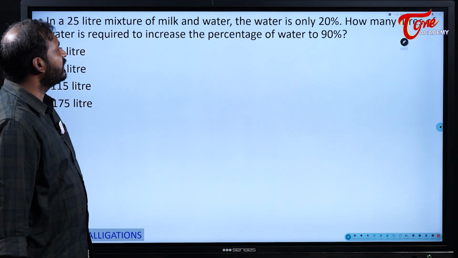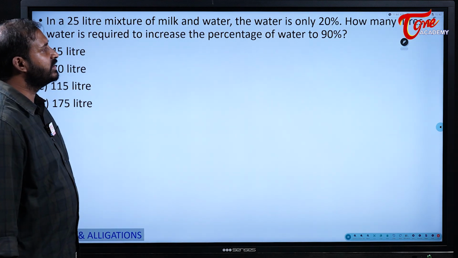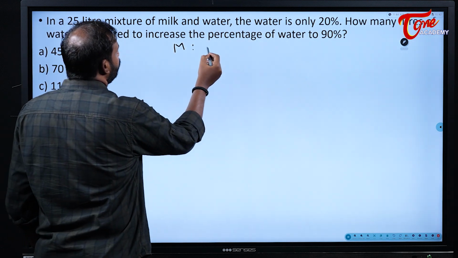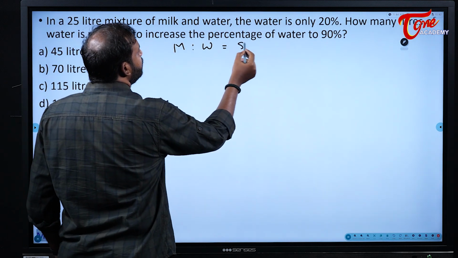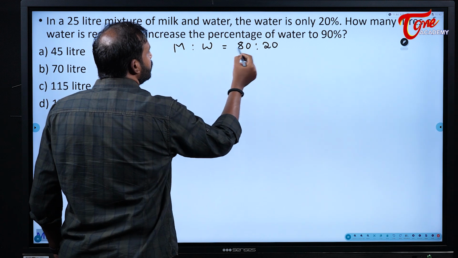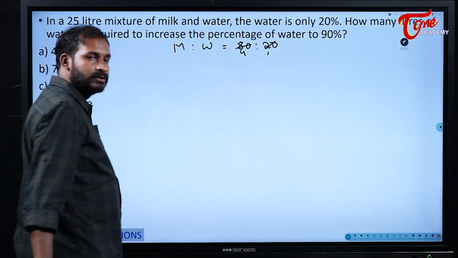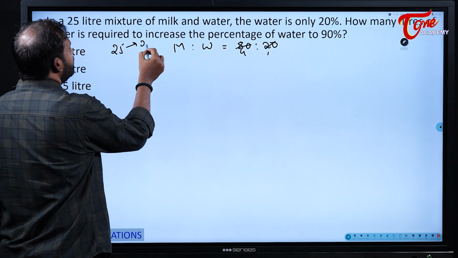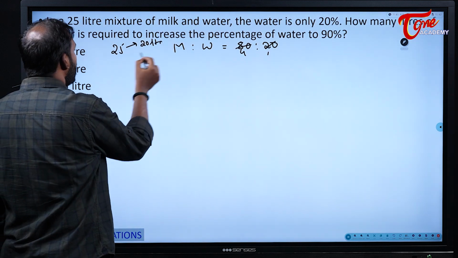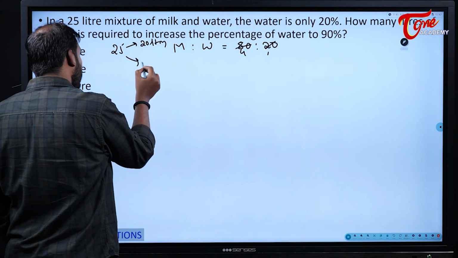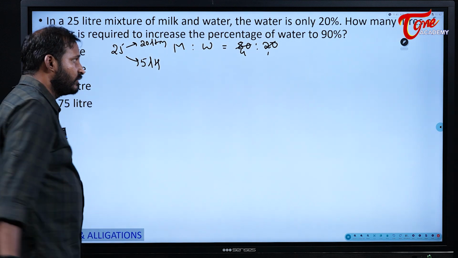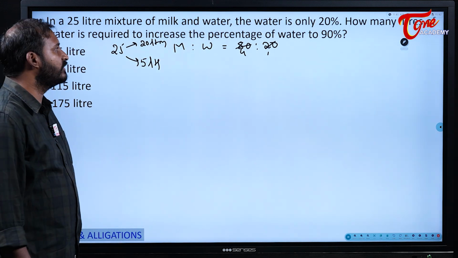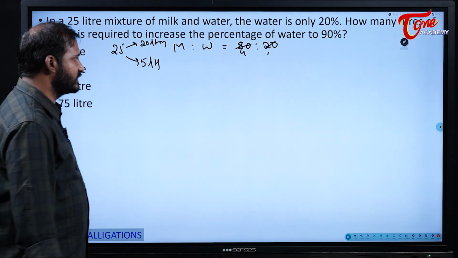In a 25 liter mixture of milk and water, the water is only 20%. Water is 20% means milk will be 80%, right? That means 4:1. In 25 liters, directly I can say 20 liters of milk and 5 liters of water. How many liters of water is required to increase the percentage of water to 90%?